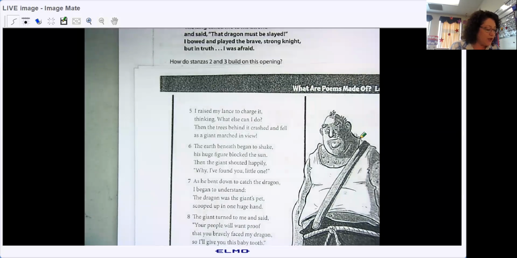As he bent down to catch the dragon, I began to understand. The dragon was the giant's pet, scooped up in one huge hand.